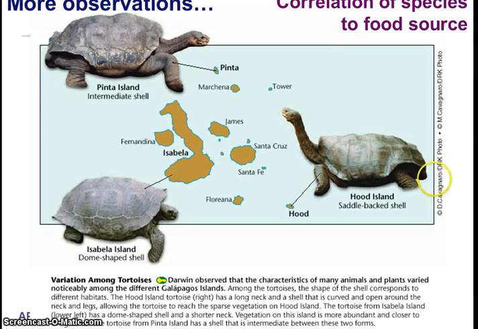And the same thing is happening with these Galapagos tortoises. You have the different pieces, what they're able to eat. So you have a shorter neck, and they can eat things that are close to the ground.